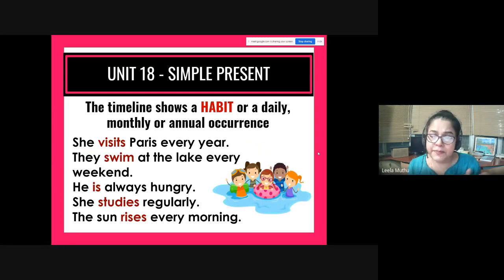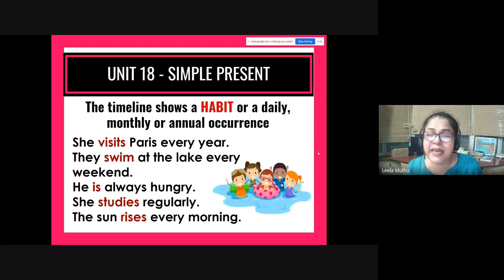So the timeline, like the previous timeline, this one shows a habit or a daily occurrence. Daily means every day, or a monthly or an annual occurrence. All right. So she visits Paris every year. It shows that she did it in the past, she's doing it now, and she will do it in the future.